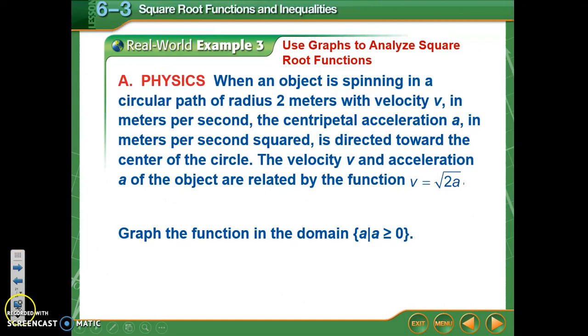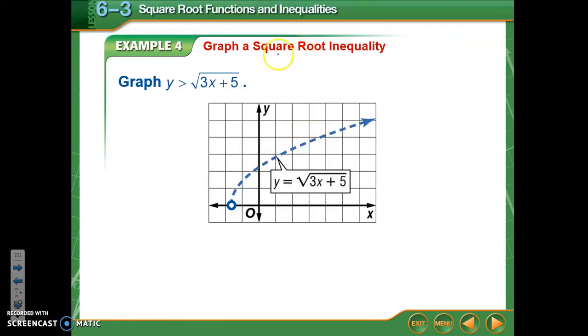All right, we are going to skip example 3 and move on to example 4, which is square root inequalities. Be very careful. Anytime you're graphing an inequality, you always have to think, is it going to be dotted or solid? And you have to think about shading. I have to think about those two things: is it dotted or solid, and where do I shade?